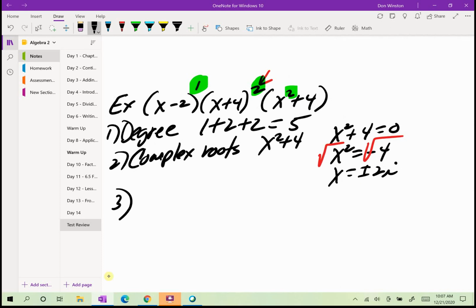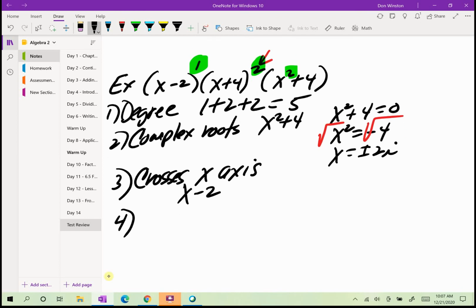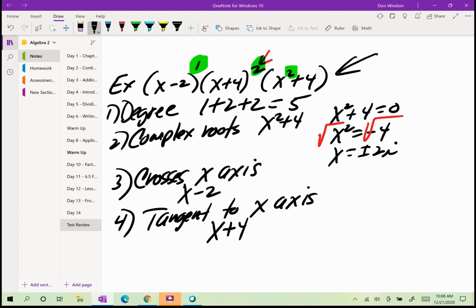Which one crosses the x-axis? Which factor? Well, that would be x minus 2. It has an odd exponent. Every factor that has an odd exponent will cross the x-axis. And then number 4, which one will be tangent to the x-axis? Well, that would be x plus 4, because it has an even exponent of 2. So again, given a polynomial in factored form, you should be able to answer those 4 questions: the degree, which one has complex roots, which one crosses the x-axis, and which one is tangent to the x-axis.